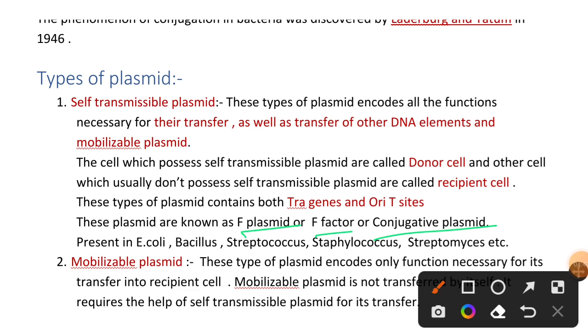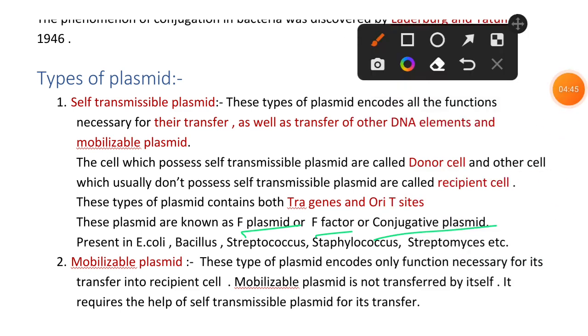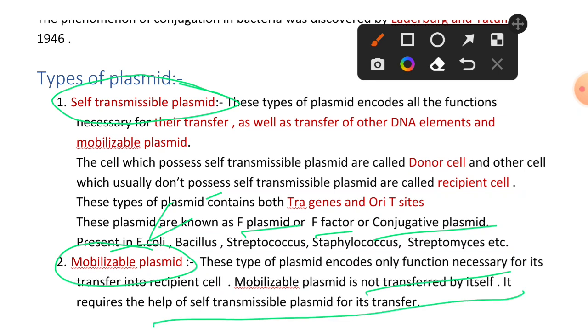Now let's talk about what mobilizable plasmids are. Mobilizable plasmids are plasmids that contain the genes necessary for their transfer, but they cannot be transferred by themselves. That means they contain the genes that ensure their transfer, but for their transfer the presence of a self-transmissible plasmid is necessary. So a mobilizable plasmid is not transferred by itself, as I have just told you. It requires the help of a self-transmissible plasmid for its transfer.